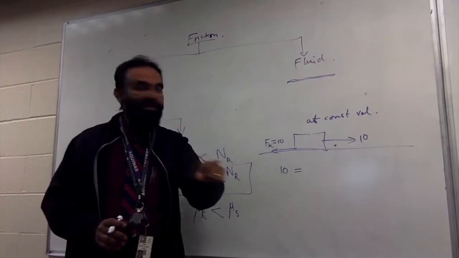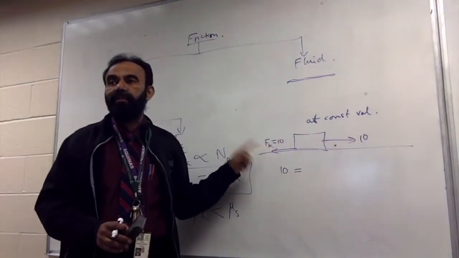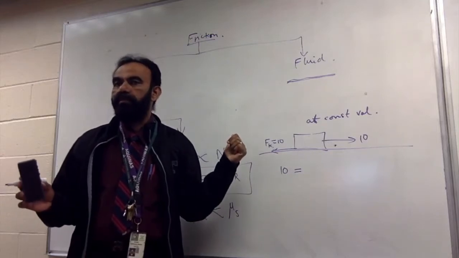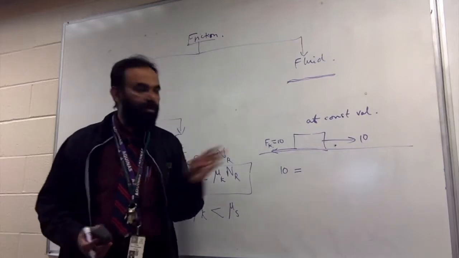It's moving at a constant velocity. That means whatever is making it go at a constant velocity is the kinetic friction value. Make sense? I repeat this again. In the problems, they won't tell you clearly what is what. They won't tell you kinetic friction.